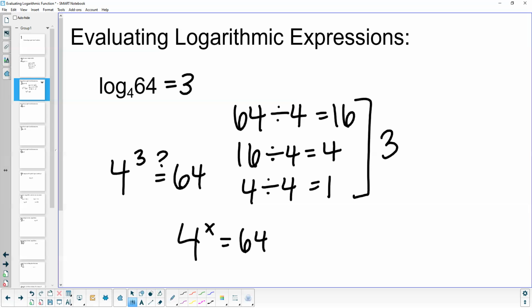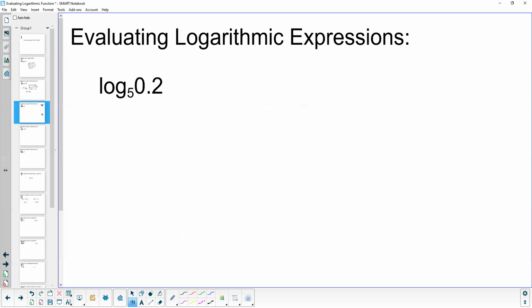Now, this idea of repeated division works out fantastic when it's a number that's bigger than 1, so 64, something like that. That's not a fraction, and our base is not a fraction. However, when we start getting things that are more complicated, it gets a little more complicated. So let's take a look at this one here. This question is saying log base 5 of 0.2. Well, I'm going to rewrite it as a fraction because that makes it better.